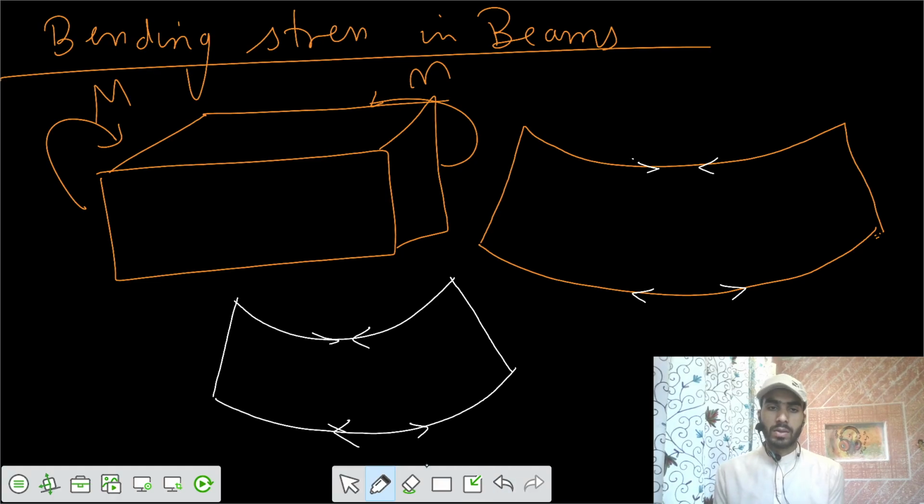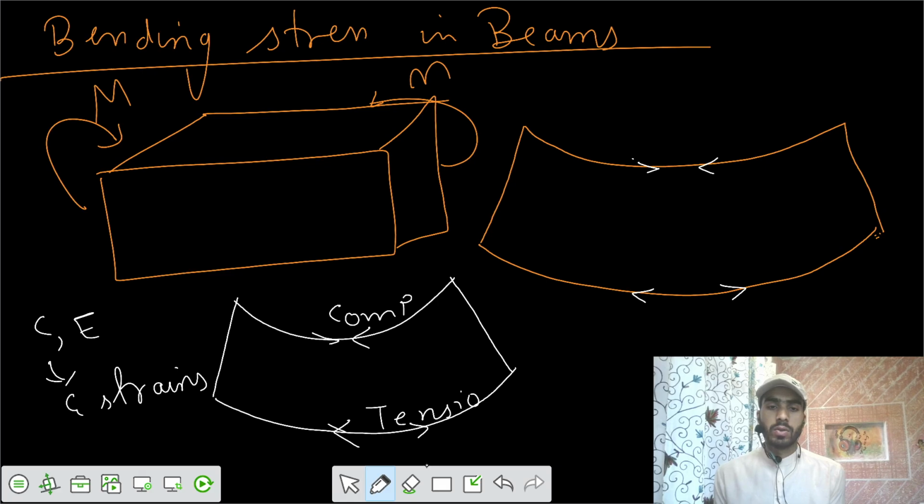So that means it has developed strains because of compression or elongation. There is development of strains. Those strains develop, and so on the top fibers we have compression, and bottom fibers have tension. So there will be some locus of points where there won't be any change in length.